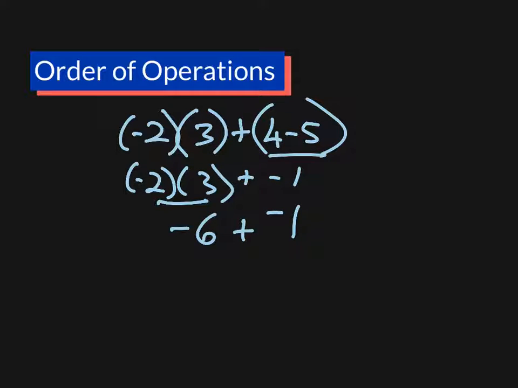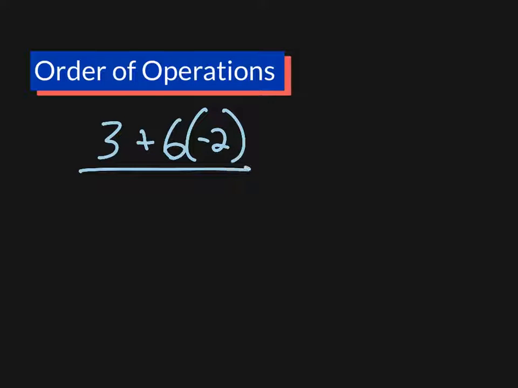And now, since the multiplying and dividing are done, we're going to add or subtract, and we're going to simplify these signs. It's negative 6, since these two are different, minus 1, and the answer is going to be negative 7.